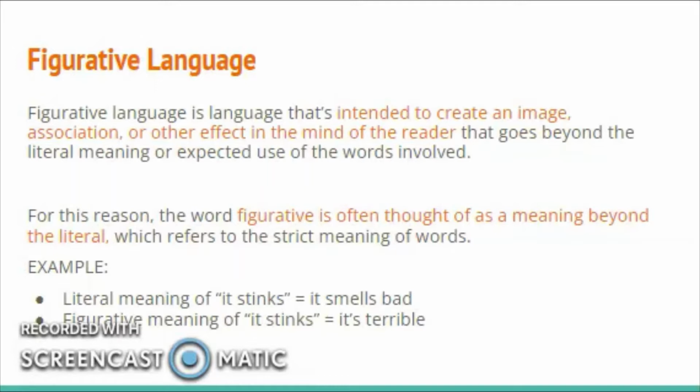And they do this because they're trying to paint an image in your mind and trying to convey a more complex idea for you by painting a picture in your mind. So for this reason, the word figurative is often thought as a meaning beyond the literal, which refers to the strict meaning of words. Some examples are right here. We have the literal meaning of "it stinks" means it smells bad, but the figurative meaning of "it stinks" would be it's terrible. Okay, so it's going beyond the literal meaning and attaching another meaning to that.